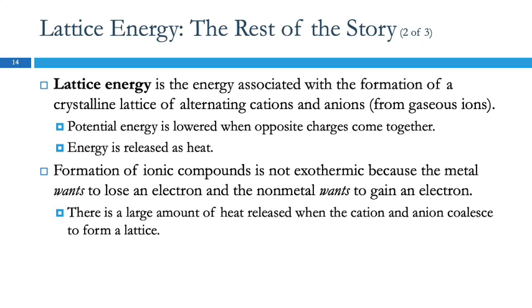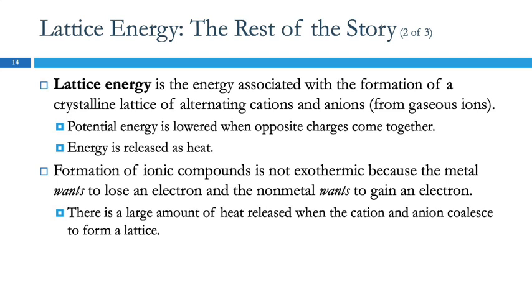So when we see the formation of ionic compounds being exothermic, it's not because the metal wants to lose an electron and the nonmetal wants to gain an electron. We talk about it that way, but that's not what it is. The vast amount of heat that's released is because when you make those ions and they come together, there's a tremendous lowering of energy, and that gets released as heat.